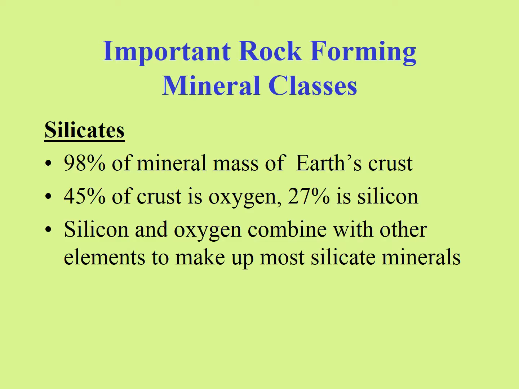We're going to first look at the class of silicate minerals, and silicates make up 98% of the mineral mass in Earth's crust. Silicates are 45% oxygen and 27% silicon. Silicon and oxygen combine with each other to make up most silicates, and they have a classic structure.